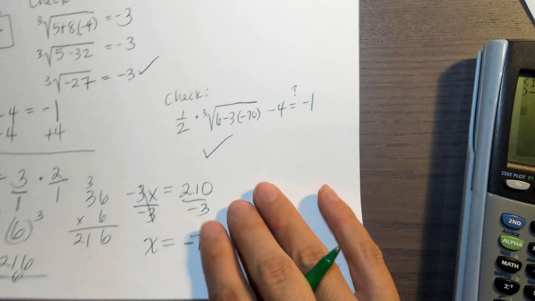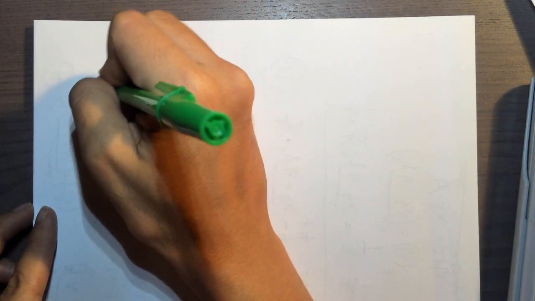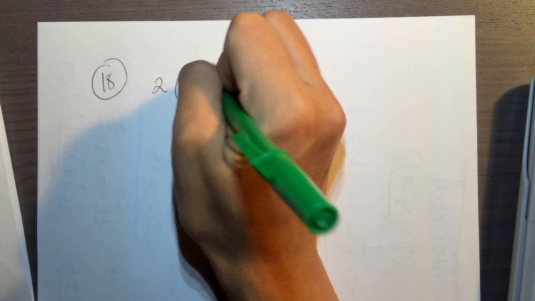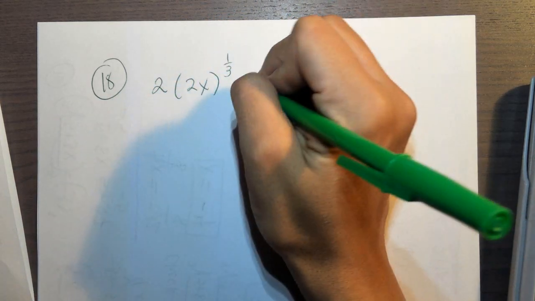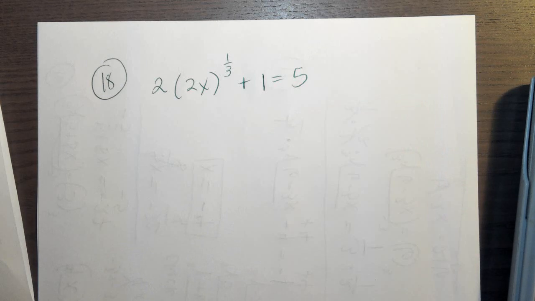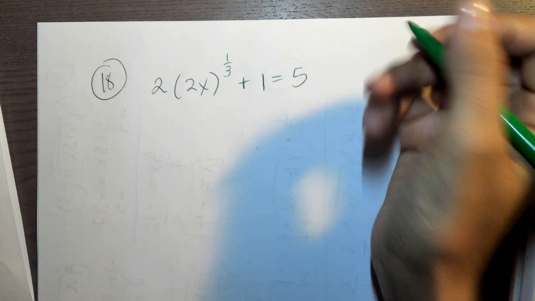Alright, so the last one I'm going to do for this problem is number 18 on your review. Number 18 says you have 2 times (2x) to the 1/3 power plus 1 equals 5. Now for number 18, guys, whenever you have the 1/3 right here, it's the same thing that we talked about last unit.